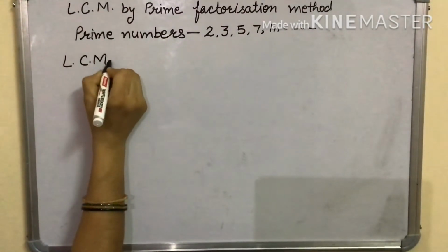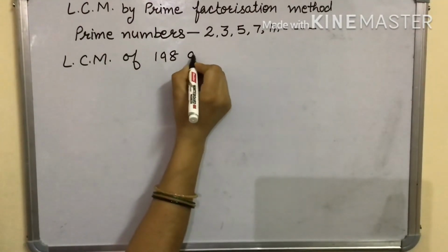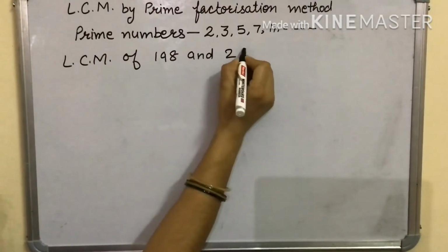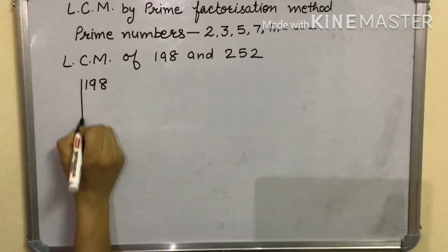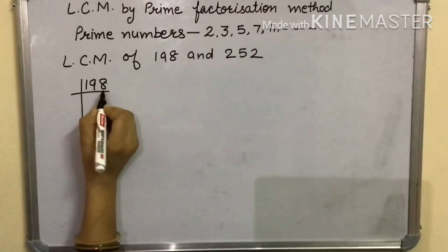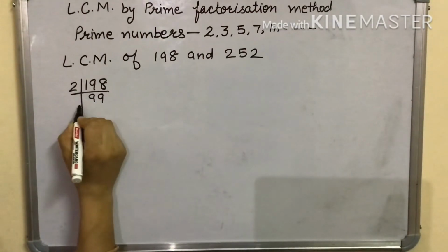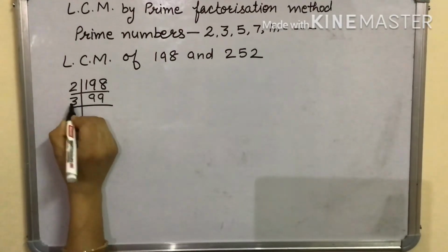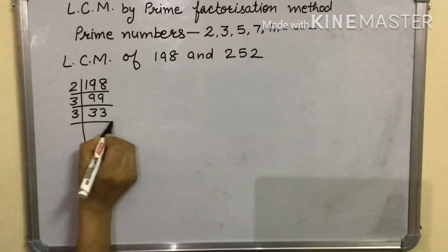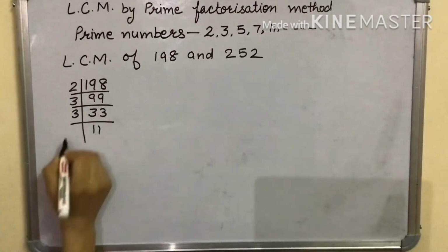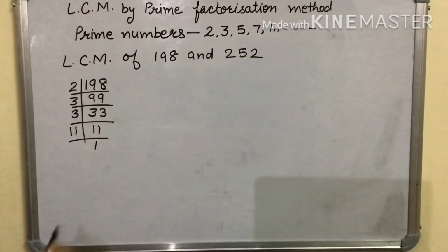Find LCM of 198 and 252. We will factorize these numbers. 198 is divisible by 2 and we get 99. This is divisible by 3 and we get 33. 33 is also divisible by 3, then we get 11, and 11 is divisible by 11. At the end we get 1.